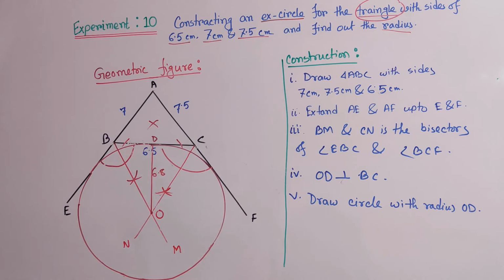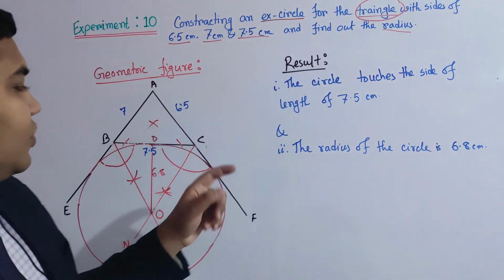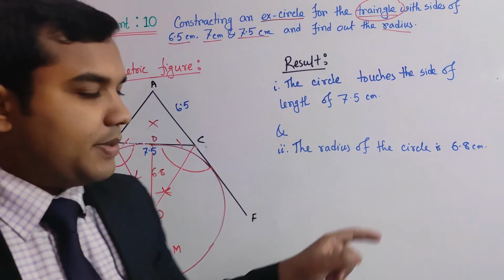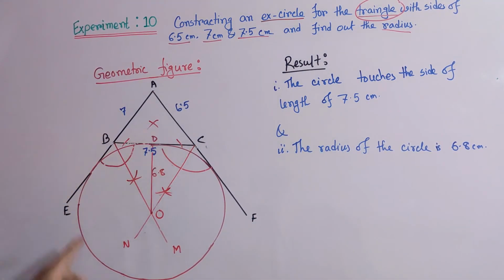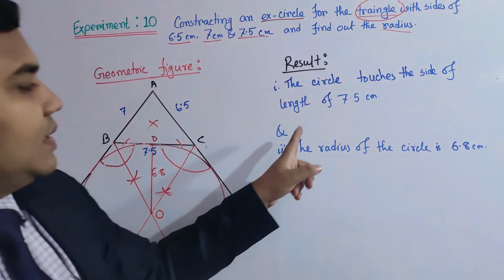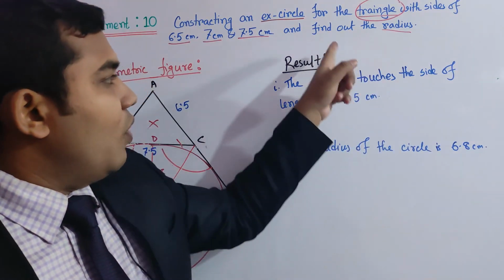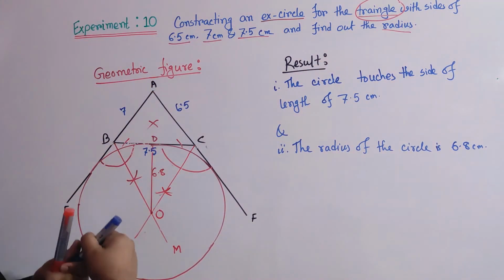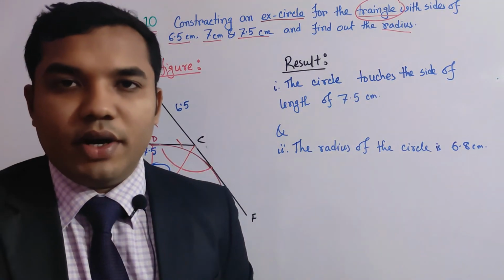Dear students, our result should be: the circle touches the side of length 7.5 centimeter. This is the length of 7.5 centimeter where the circle touches, and number two, the radius of the circle is 6.8 centimeter, which we needed to find. If we measure this, it was actually 6.8 centimeter. So these two are our required results.